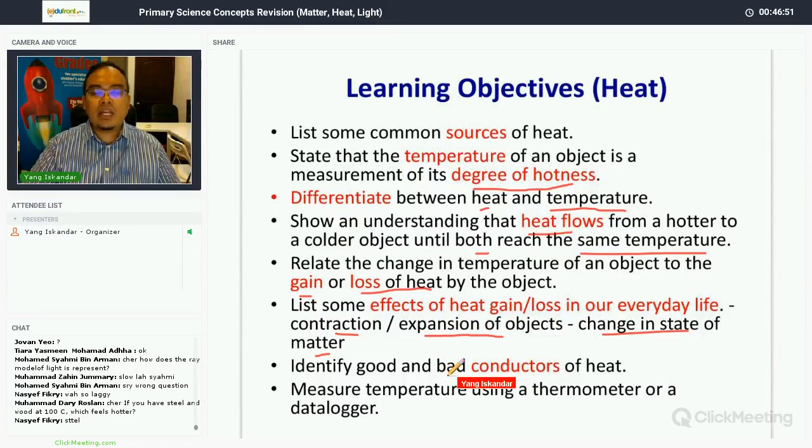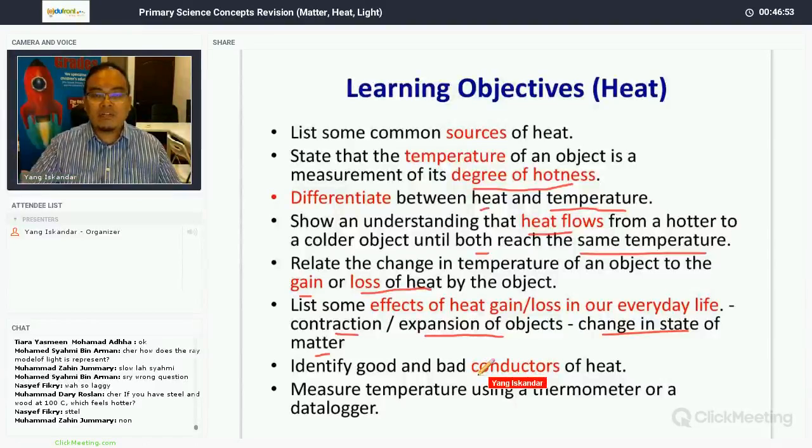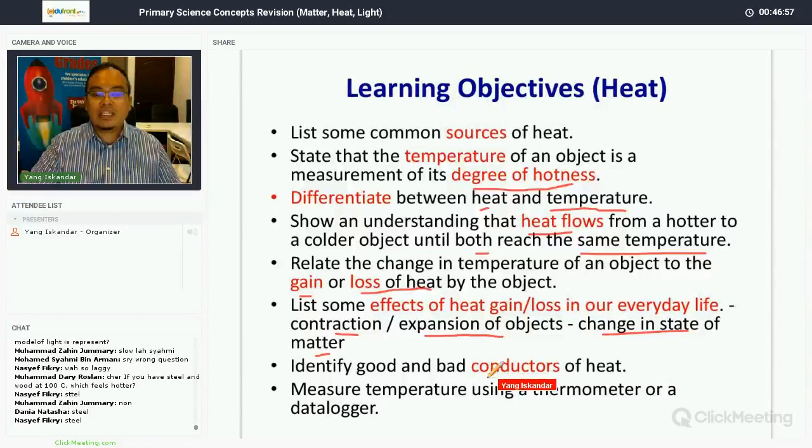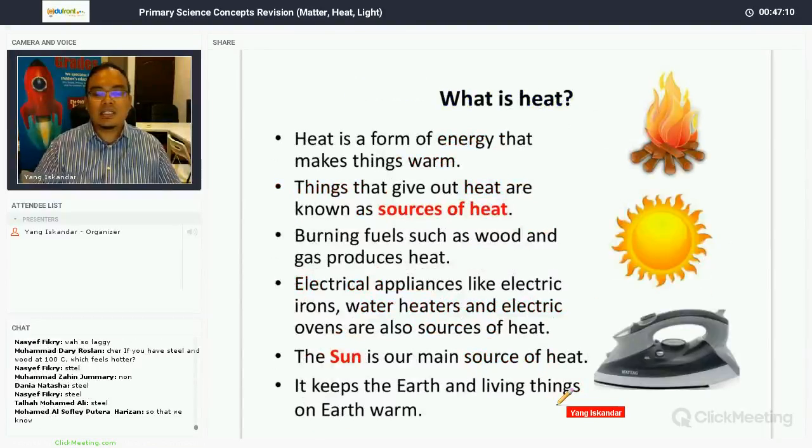Next, you must be able to identify good and bad conductors of heat. You must be able to identify good and bad conductors of heat. And you must be able to measure temperature using a thermometer or a data logger. A thermometer or data logger. All right.